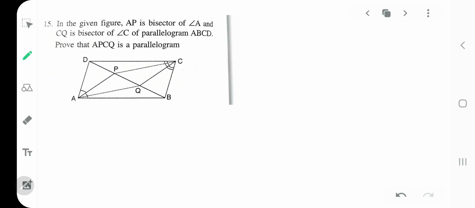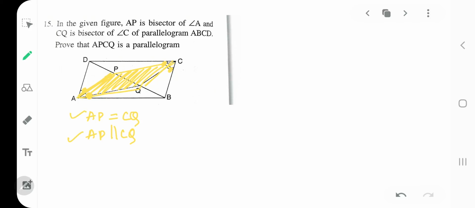In the given figure, AP is the bisector of angle A. So this angle is equal to this. And CQ is the bisector, this CQ is the bisector. So AP and CQ are bisectors. You have to prove that APCQ is a parallelogram. That means this part is a parallelogram. So for that, if you prove that AP is equal to CQ and also prove that AP is parallel to CQ, you will get APCQ a parallelogram. So you have to prove these both.